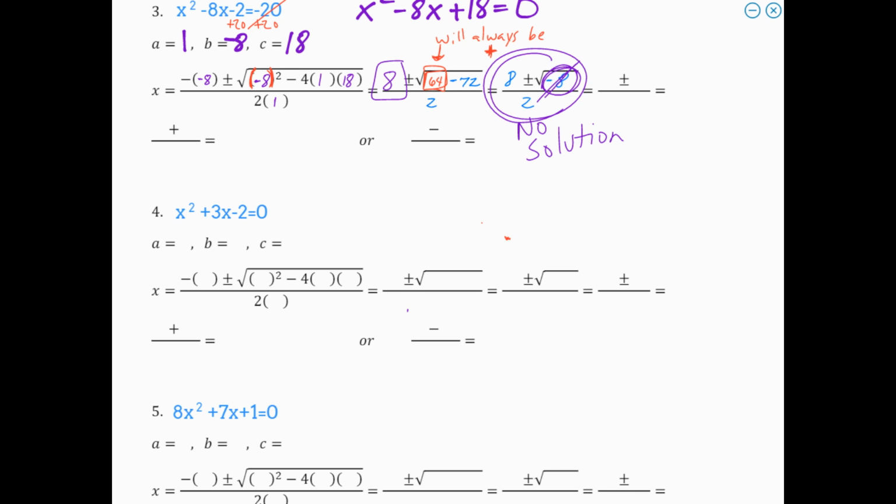So this one, it is a first step. And that's a 0. And that's a 4.